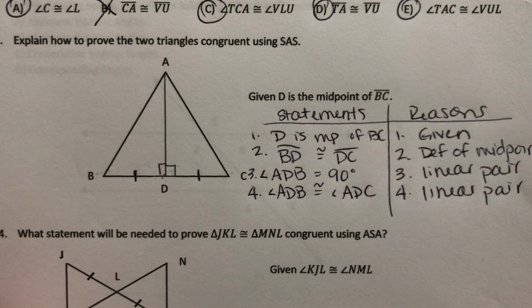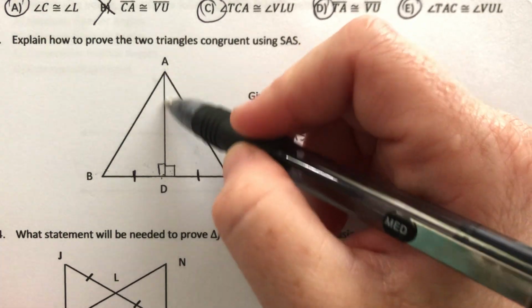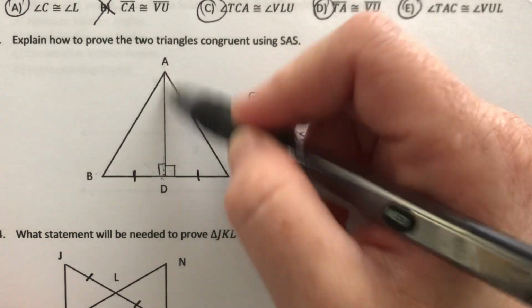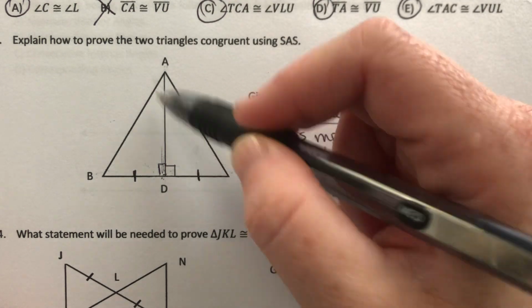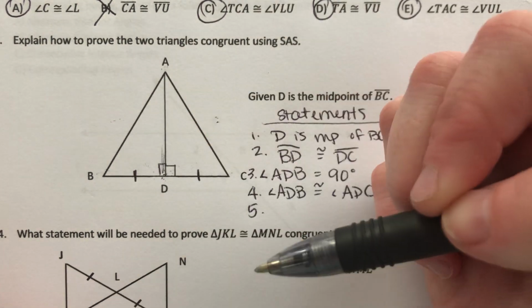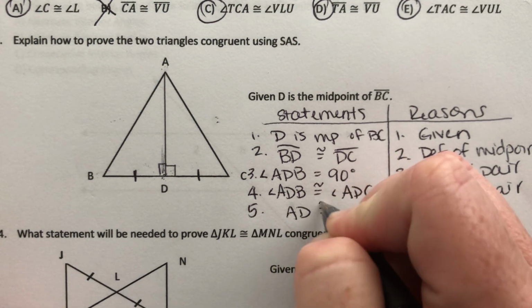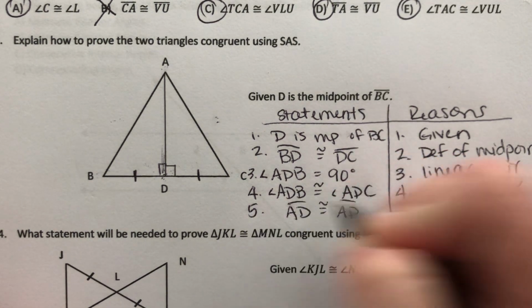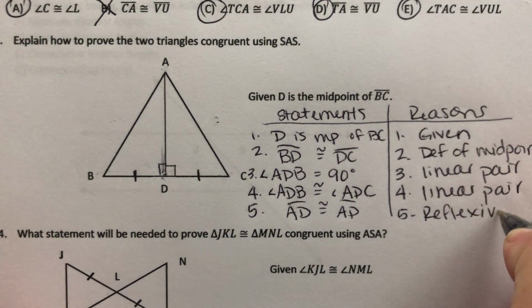Pairs, and one's 90, so the other has to be 90. Step 5, AD is congruent to itself. Whether it's used in this triangle or this triangle, it's the same segment. So AD in this triangle is the same size as AD in this triangle. So AD is congruent to AD, and our reason is because it's reflexive.